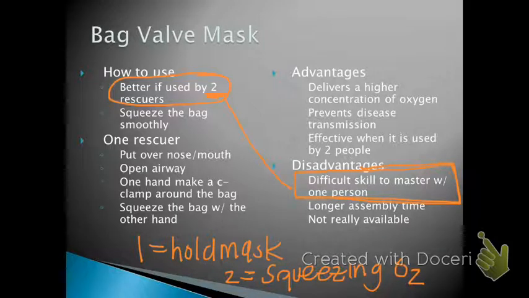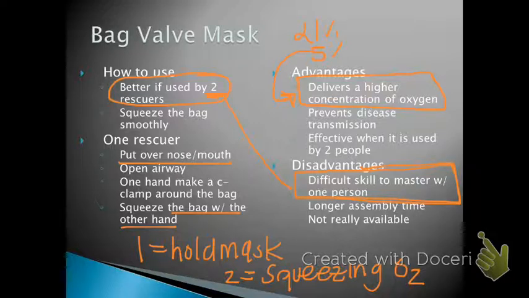One rescuer, like I said, is going to put the mask over the patient's nose and mouth, and the other rescuer is going to squeeze the bag with the other hand, delivering artificial ventilations. One of the biggest advantages when we compare it to the resuscitation mask alone is that it delivers a higher concentration of oxygen, which is good. Remember, we breathe in about 21% air, and of that 21%, we only really need about 5% to sustain life. So we increase the chance of getting at least 5% into our patient's airway so that it can be delivered to the alveolar sacs where gaseous exchange can occur.